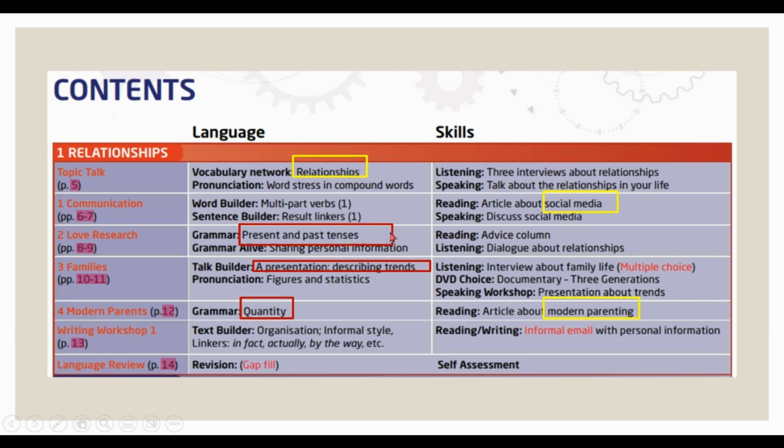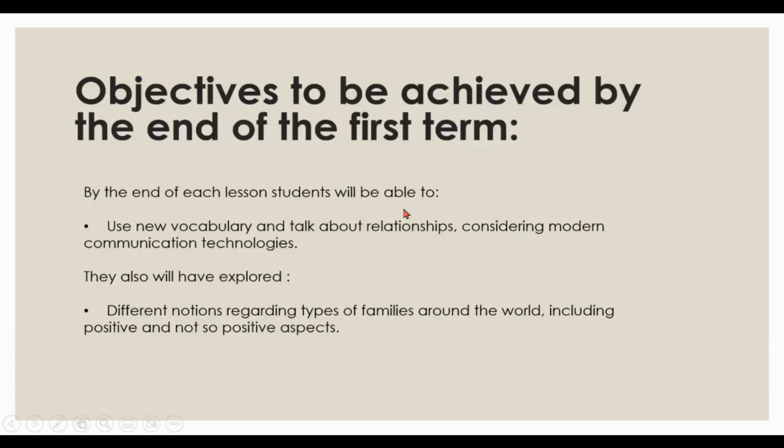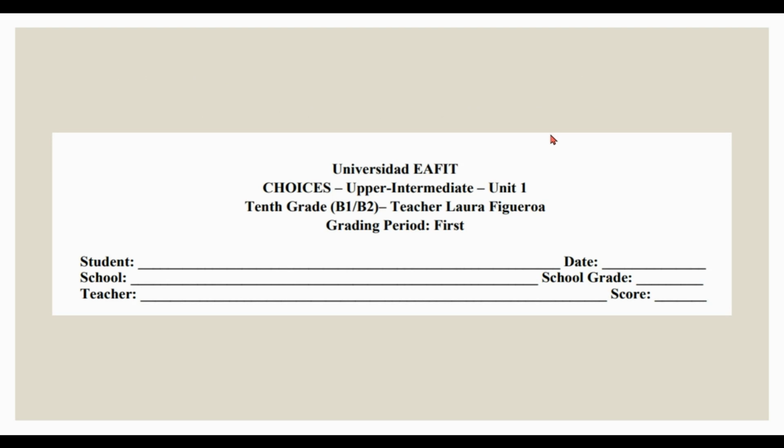I think here we've worked on present and past tenses, some aspects dealing with quantity in order to show percentages, maybe some phrasal verbs dealing with this context, social media, relationships, and so on. So at the end of this first term, and also through the different strategies used in every single class, students will be able to use new vocabulary and talk about relationships. Considering modern communication technologies, they also will have explored different notions regarding types of family around the world, including positive and not so positive aspects.